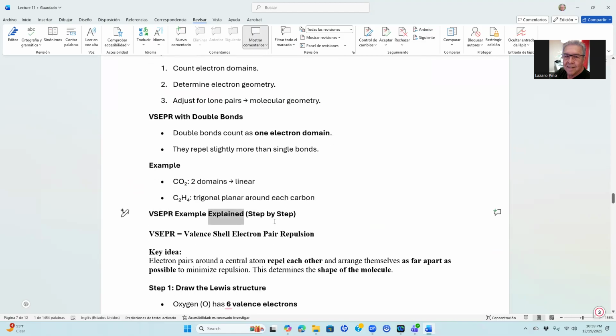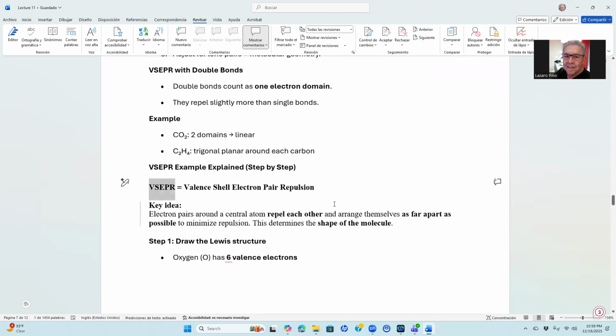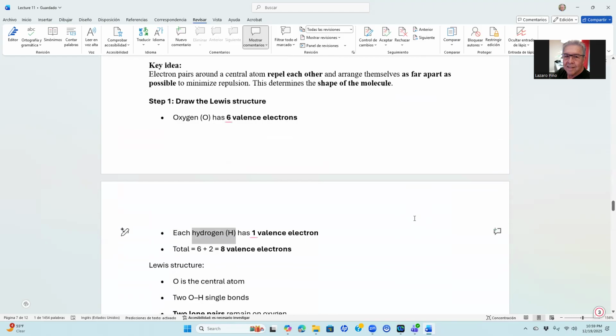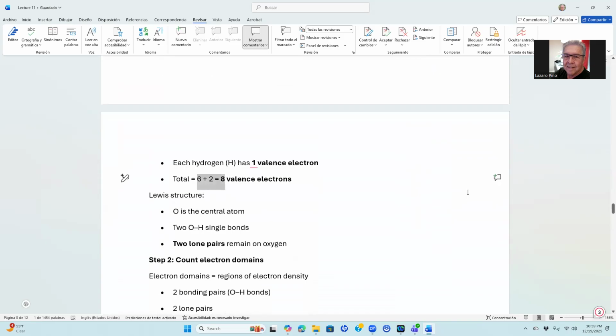VSEPR example explained, step by step. VSEPR equals valence shell electron pair repulsion. Key idea: electron pairs around a central atom repel each other and arrange themselves as far apart as possible to minimize repulsion. This determines the shape of the molecule. Step 1, draw the Lewis structure. Oxygen, O, has 6 valence electrons. Each hydrogen, H, has 1 valence electron. Total equals 6 plus 2 is equal to 8 valence electrons.